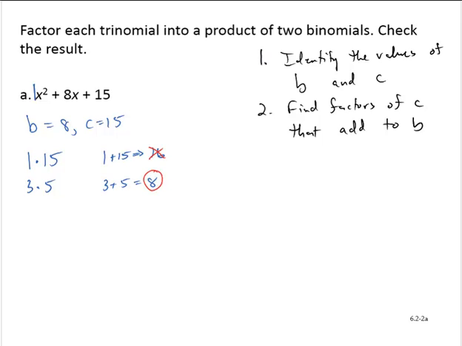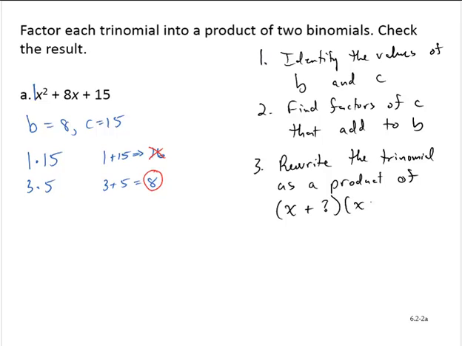So, step 3, we can rewrite the trinomial as a product of x plus question mark times x plus question mark, where the question marks are the numbers identified in step 2.